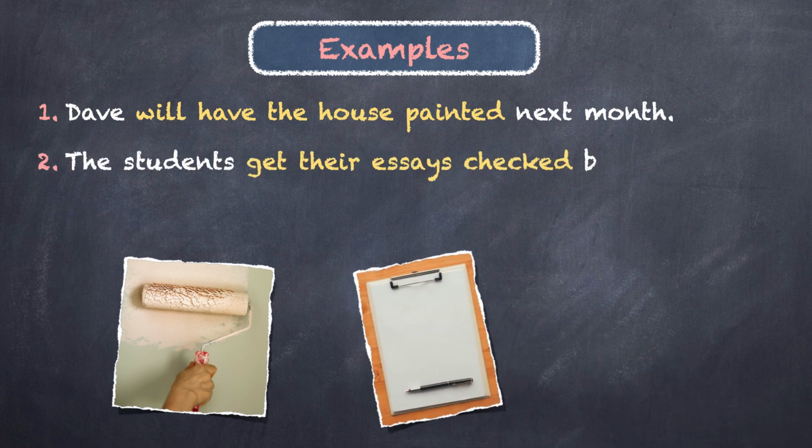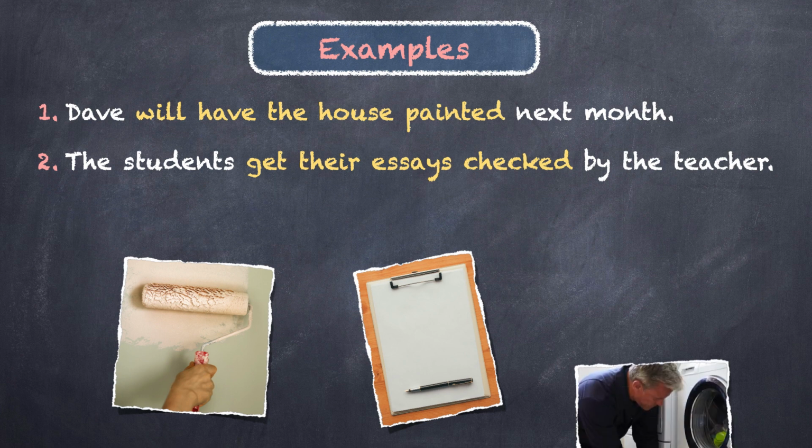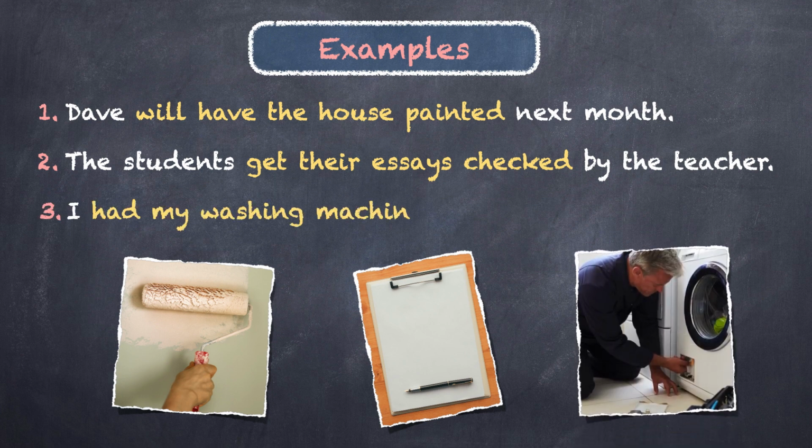Next, the students get their essays checked by the teacher. And I had my washing machine fixed yesterday. Now this sentence is in the past. I had my washing machine fixed yesterday. So instead of using have, had is used.